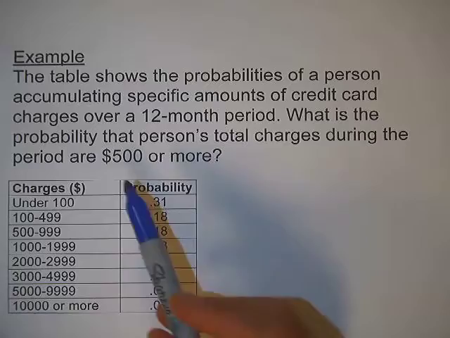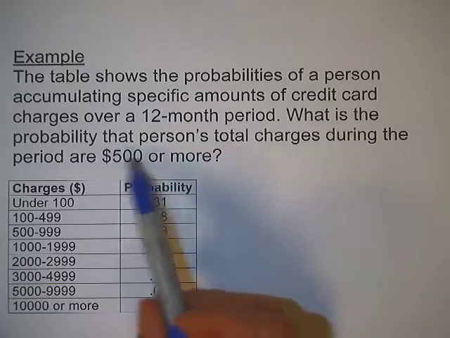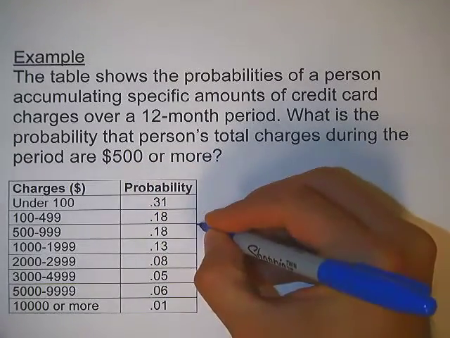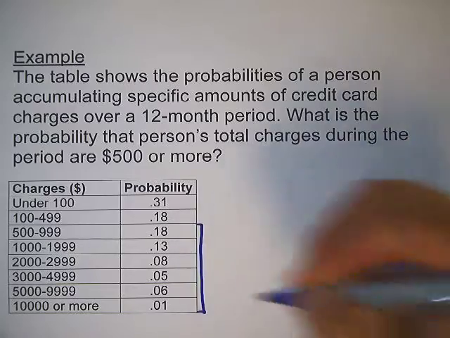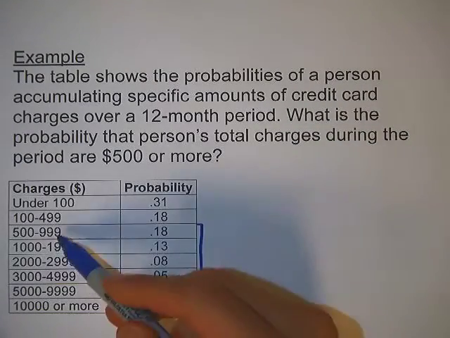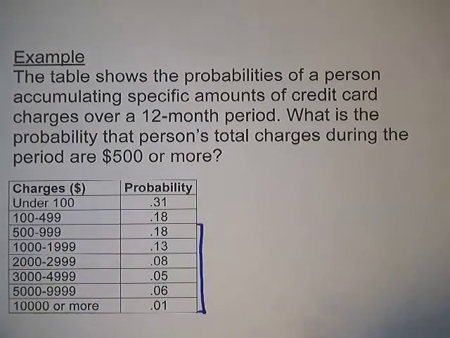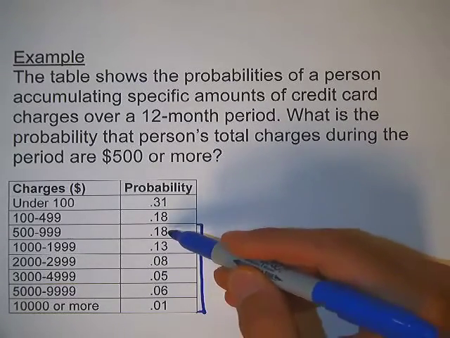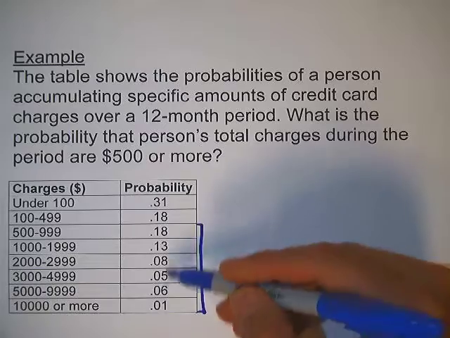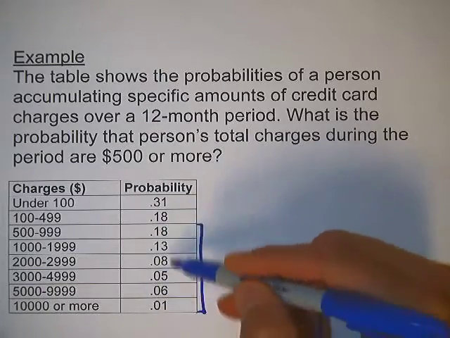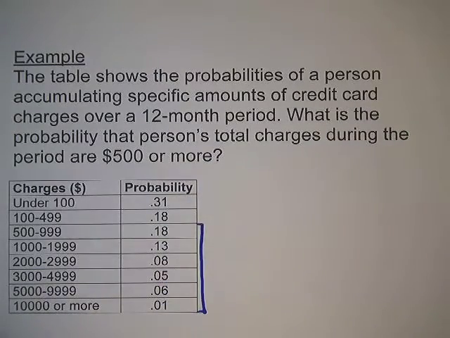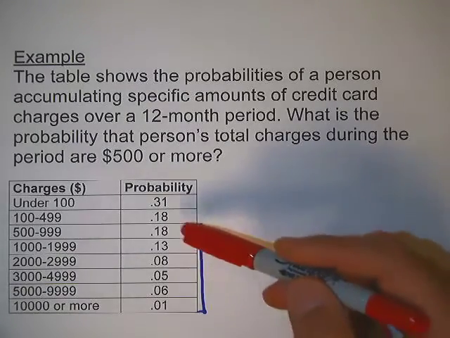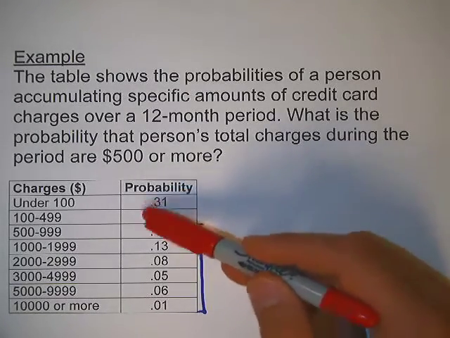So we're looking for the probability of 500 or more. Really we're talking about all of these outcomes here, 500 all the way through the end. So what we could do is add up these 6 values. But what we could do instead is consider the complement of the event.